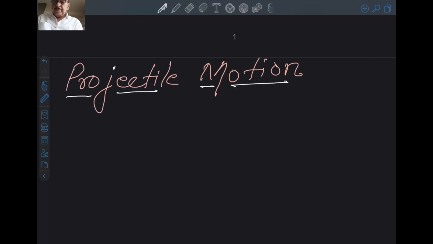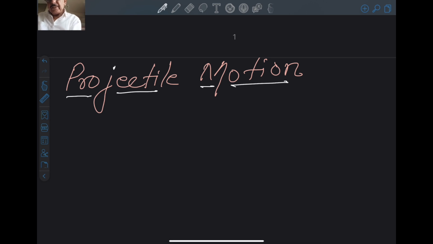Today we will deal with one of the examples of two-dimensional motion. The first application is projectile motion. Let us see what the basic concept of projectile motion is. You know that for a curved path we require a force, and here the force becomes the gravitational force.